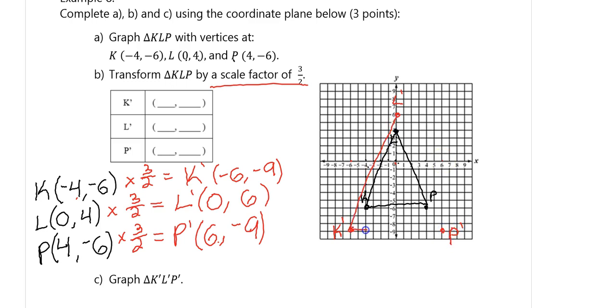And then I just, again, connect my triangle. And again, you should see that it's really the same triangle, just bigger in this case. Remember, it could be a reduction as well, so your shapes can get smaller.